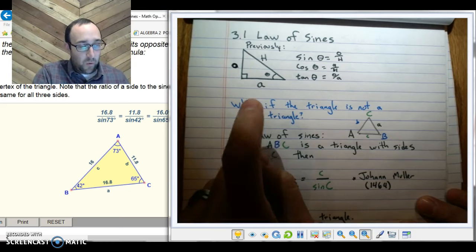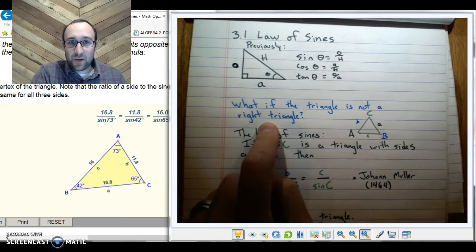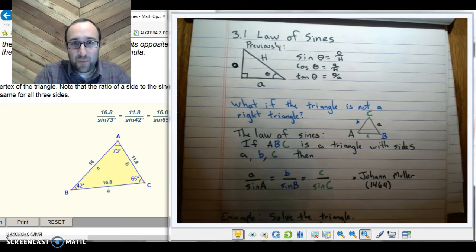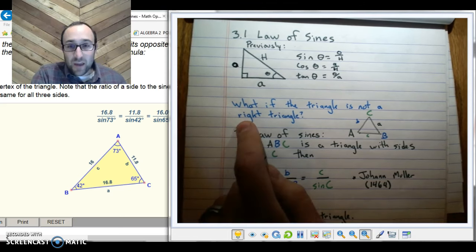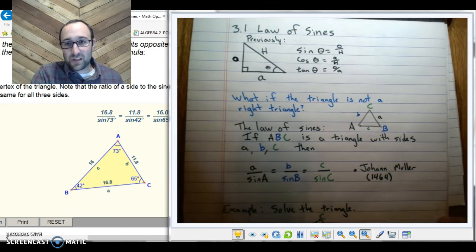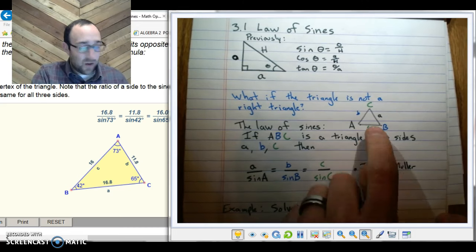However, what happens if the triangle is not a right triangle? Have no fear. We've got something for you. People spent a long time trying to figure all that out, and here it is, without getting into all the details of how long it took and all that kind of stuff. Here's a picture of it.